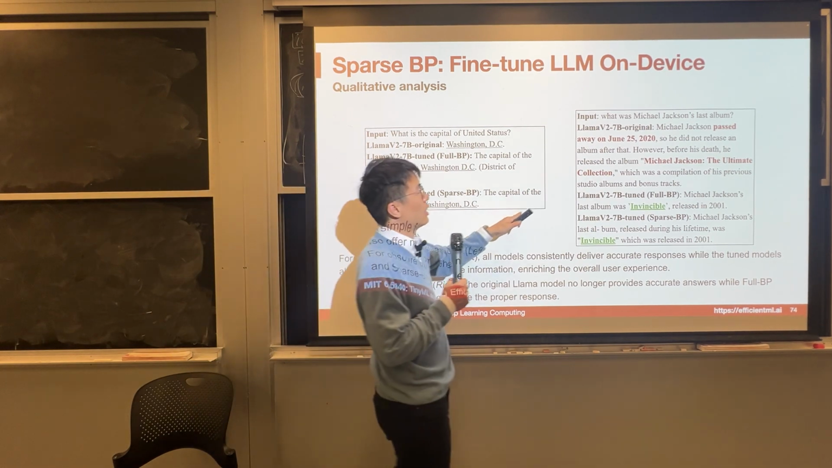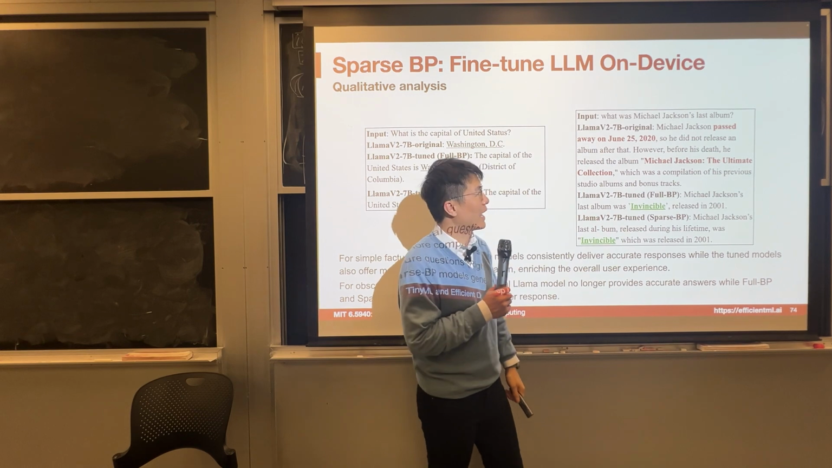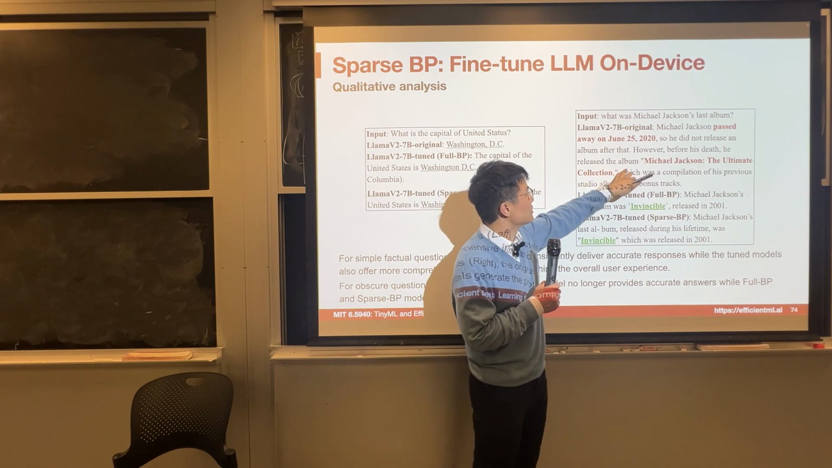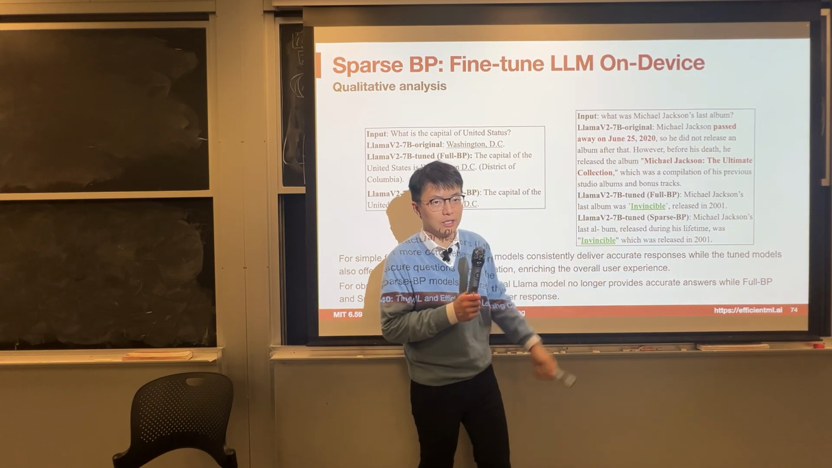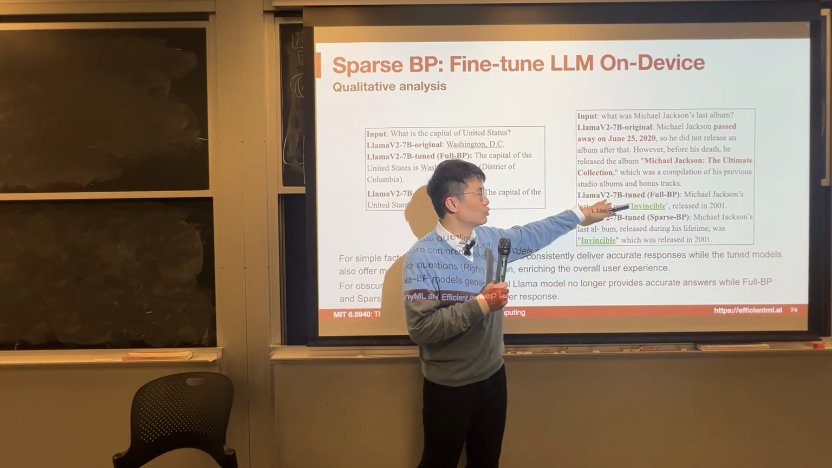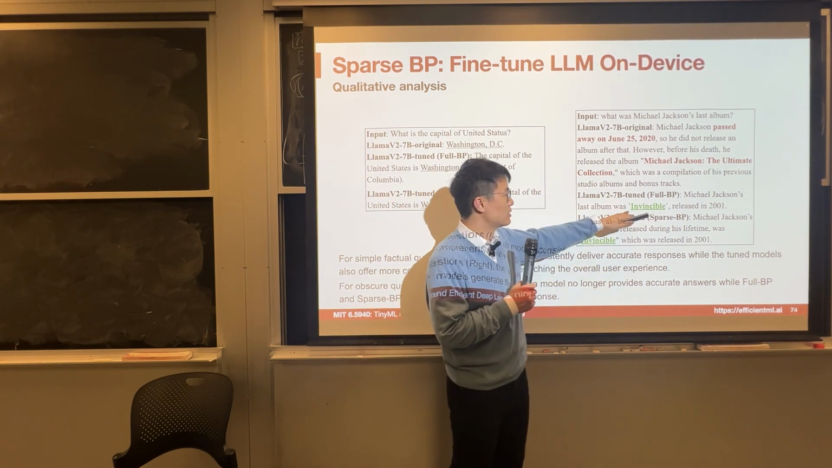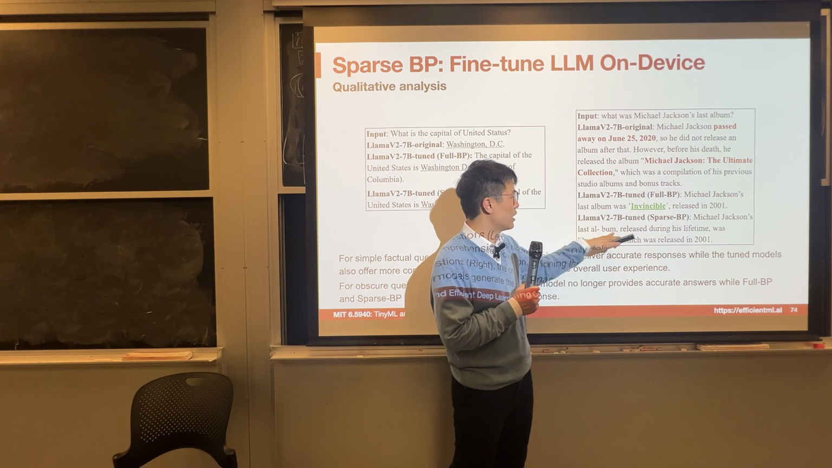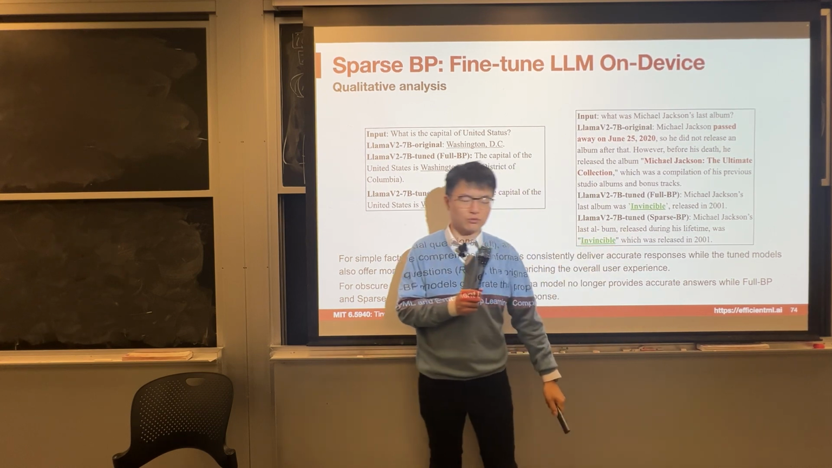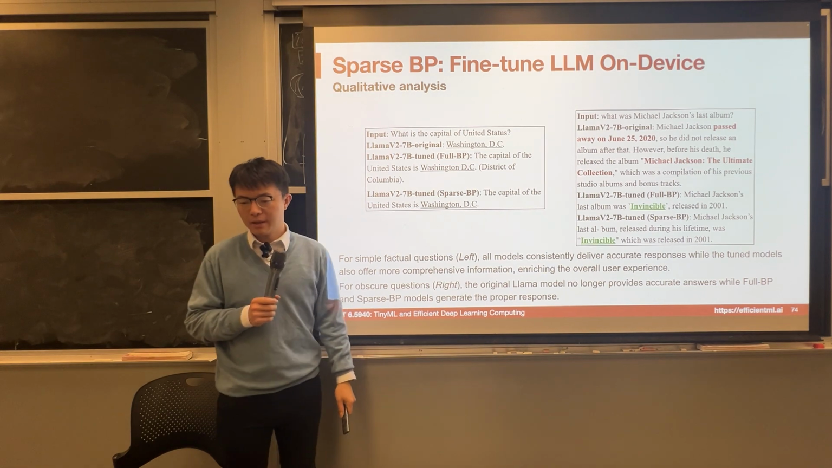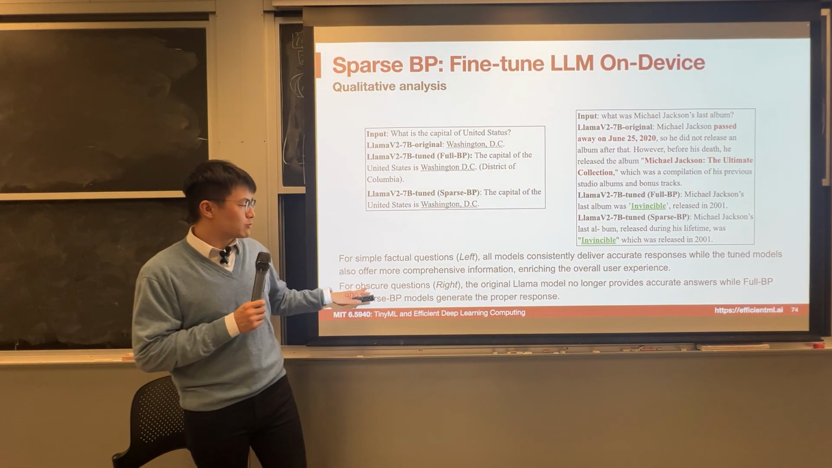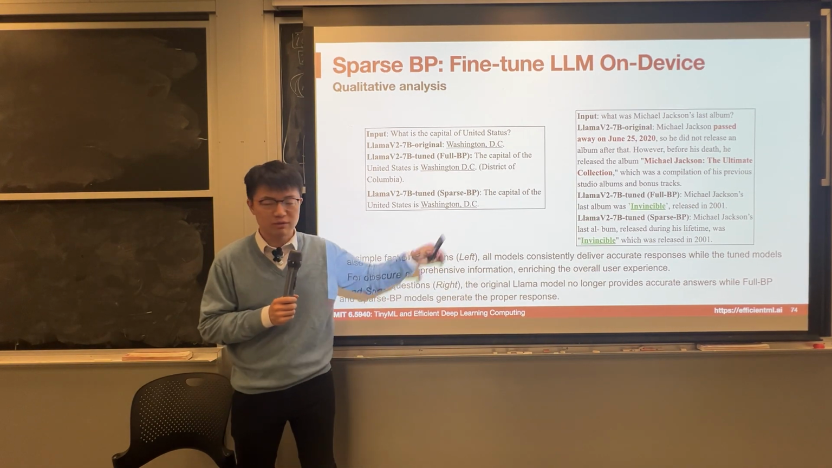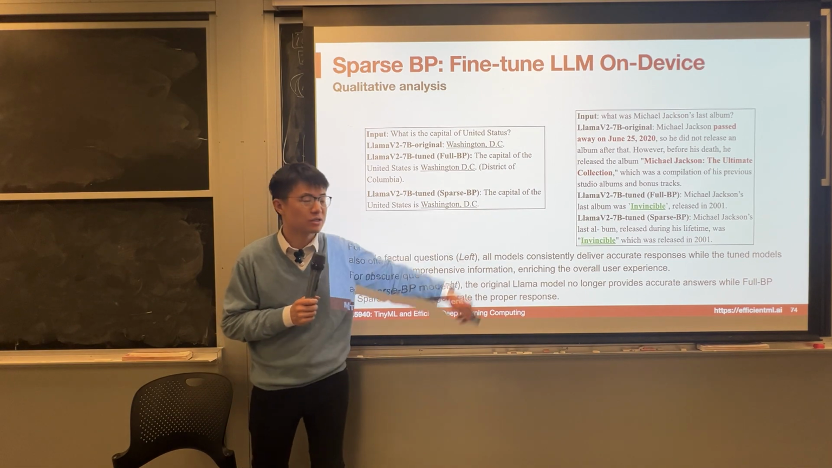On the right-hand side, what is Michael Jackson's last album? The original model says he passed away in 2020, and the last album is Michael Jackson, The Ultimate Collection. That is actually not correct. The full backpropagation fine-tuned model can correctly answer Invincible, and the model fine-tuned with sparse backpropagation can also say the last album released during his lifetime was Invincible, which was released in 2001, not 21. So for obscure questions, the original Llama model no longer provides good answers, while the sparse BP can pretty much match the accuracy of the full BP.